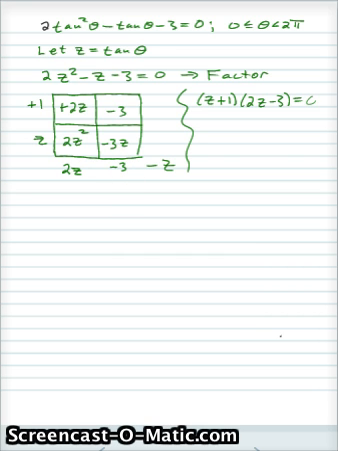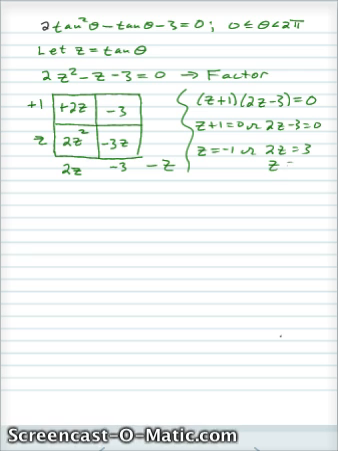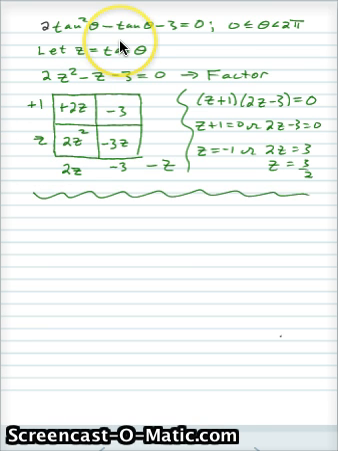So we want z plus 1 times 2z minus 3 to equal 0. Again, 2 cases. First case, z plus 1 is 0. Second case, 2z minus 3 is 0. So solving those things, we of course get z is negative 1. Adding 3 to both sides, 2z is 3, and z is 3/2. But what was z? z was tangent theta. So let's rewrite this as tangent theta equals negative 1, or tangent theta equals 3/2.